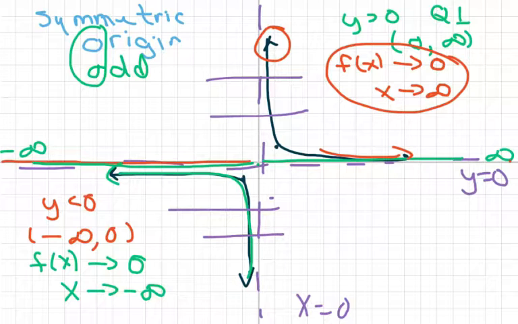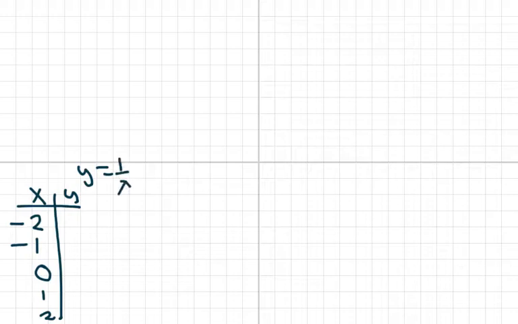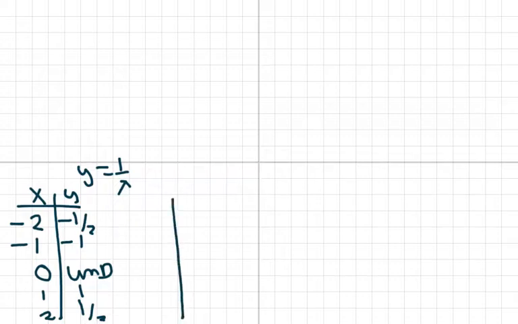So we can find the inverse. And what I'm going to do with the inverse here is go ahead and write my original table down. So my original table was x, y: negative 2, negative 1, 0, 1, 2. So this was y equals 1 over x. So this is negative 1/2, negative 1, undefined, 1, 1/2. To do the inverse, you're going to switch the x and the y's. So I'm going to switch the x and the y's here.